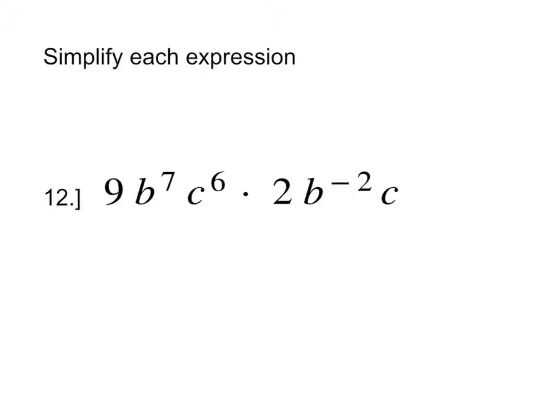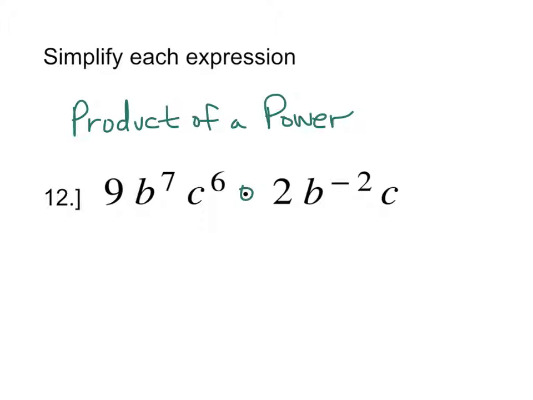For number 12, we're going to simplify the expression. This is a multiplication problem, and we do have some like bases, so we could use the product of a power. So starting off, I noticed that there are coefficients, different bases, 9 and 2. That requires just straight up multiplication. So 9 times 2 is 18.